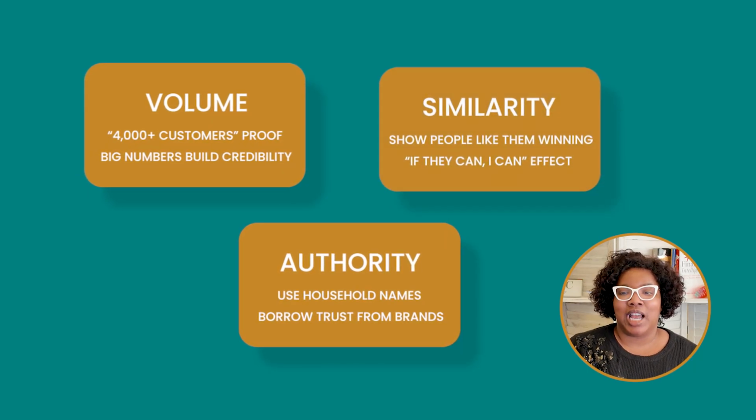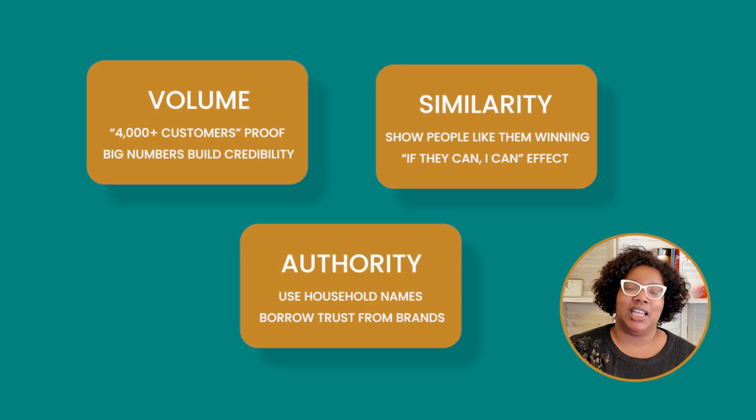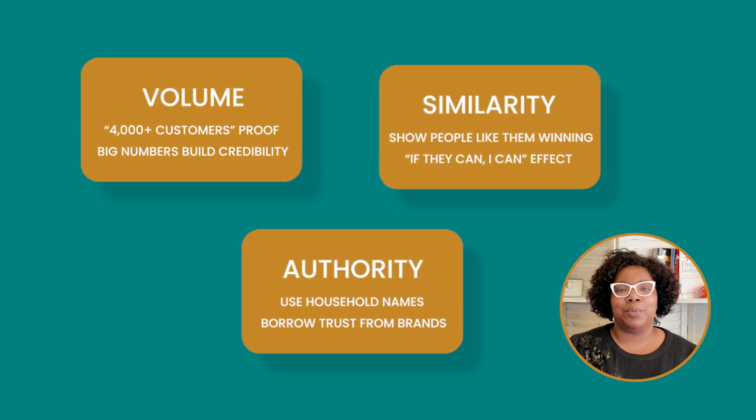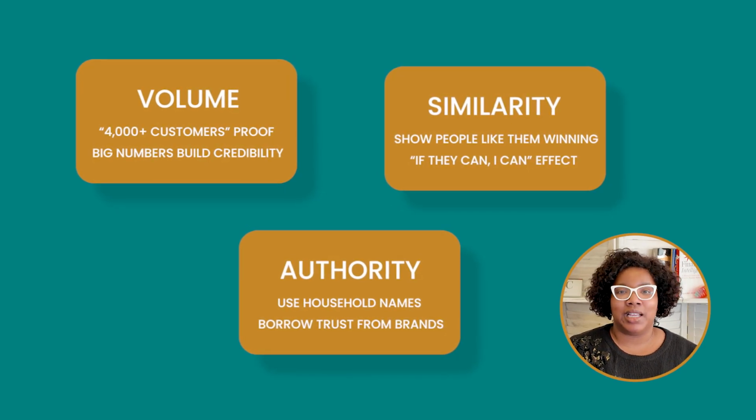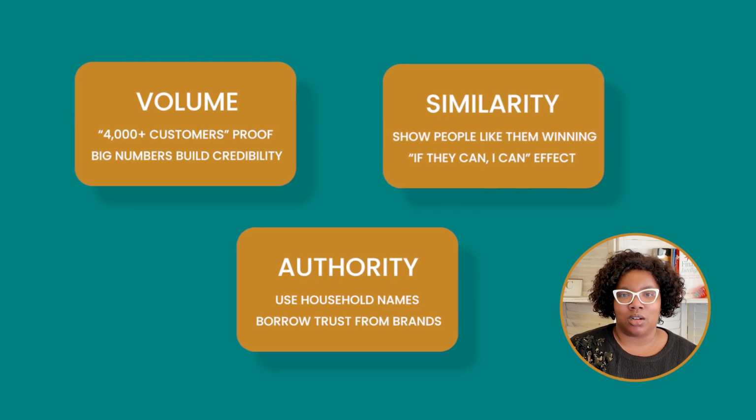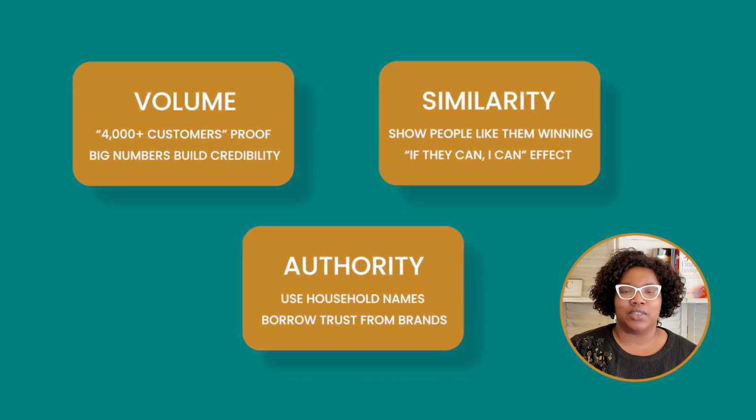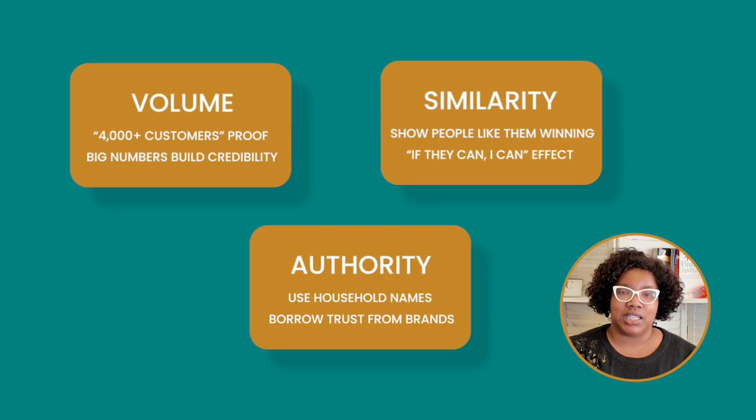And then the third type of proof that calms hesitation is similarity. So when people see others like them being successful with your product or your service, then they believe that they can be successful too.